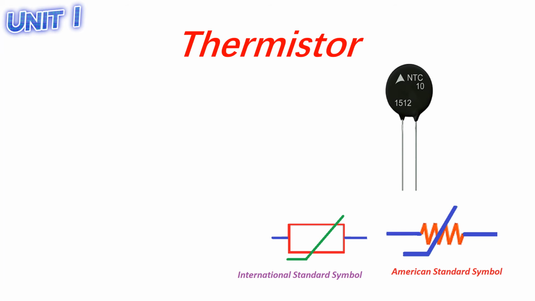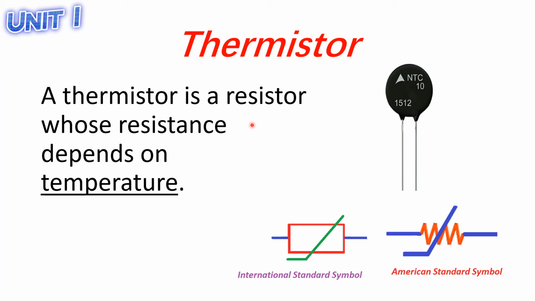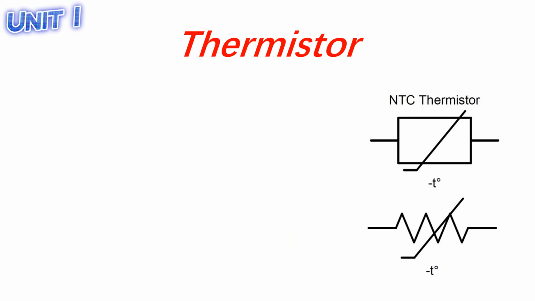Next, we have your thermistor. Your thermistor is a resistor whose resistance depends on temperature. In the previous video, your LDR was dependent on light, right? For your thermistor, it is dependent on temperature. So I want you to look at the symbol of your thermistor.